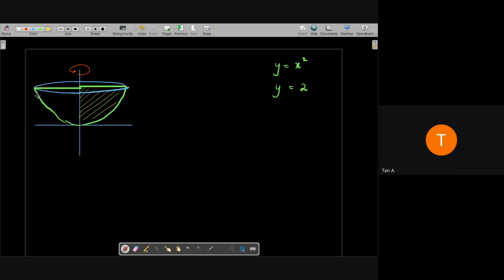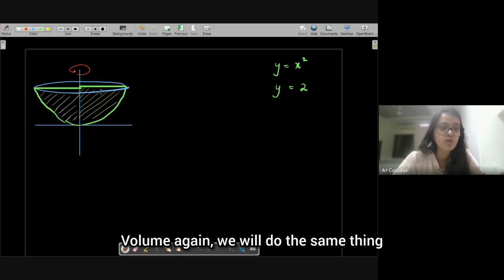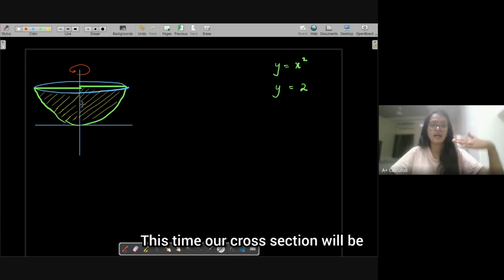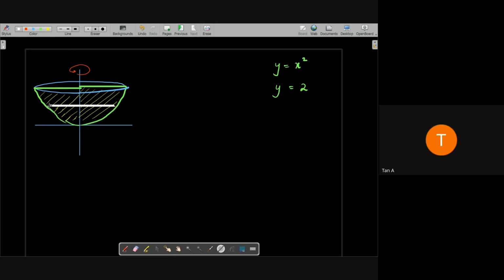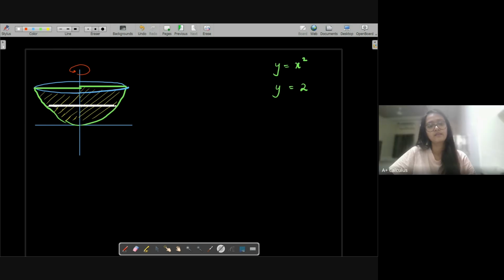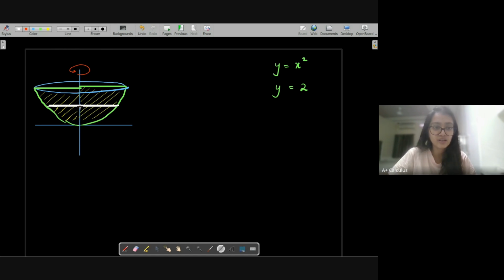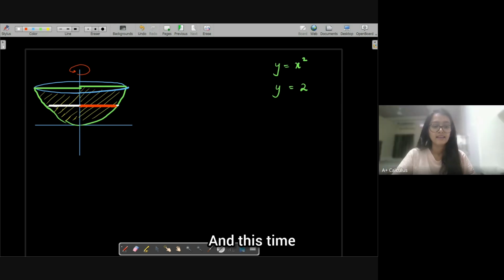Now, in order to find out its volume, again, we will do the same thing. We will take a cross section. This time our cross section will be like this. Again, what will be the radius of this cross section? This will be the radius.